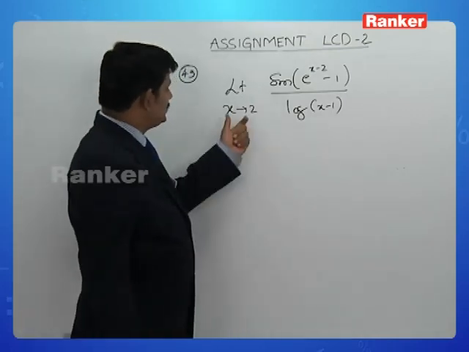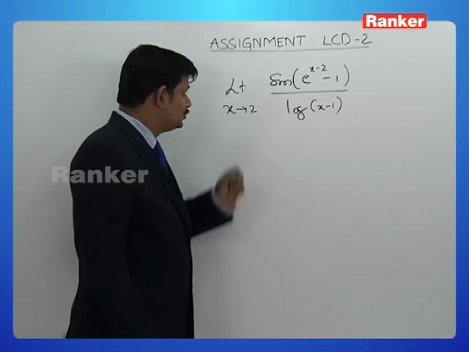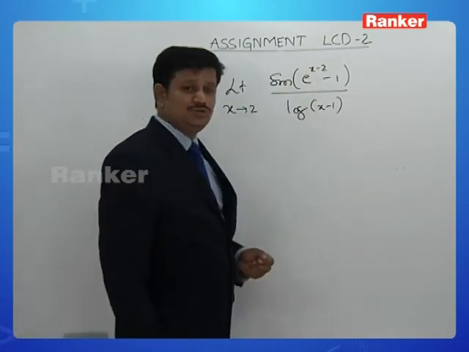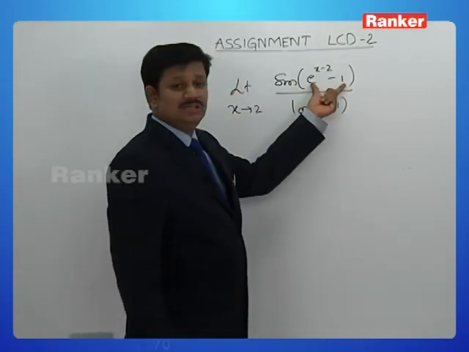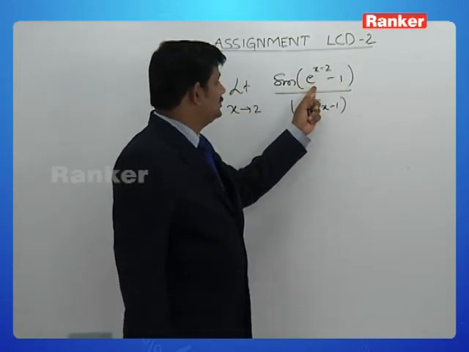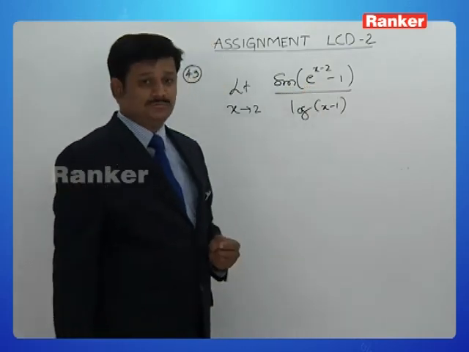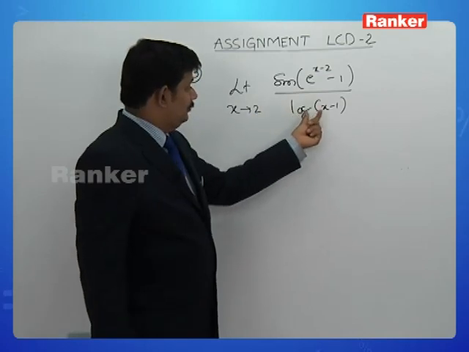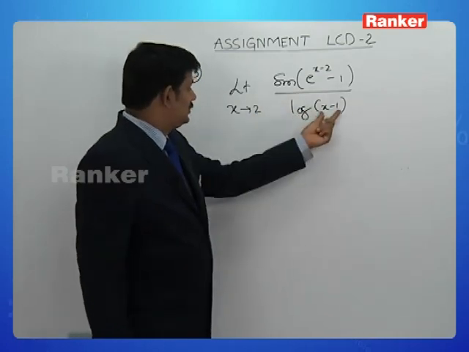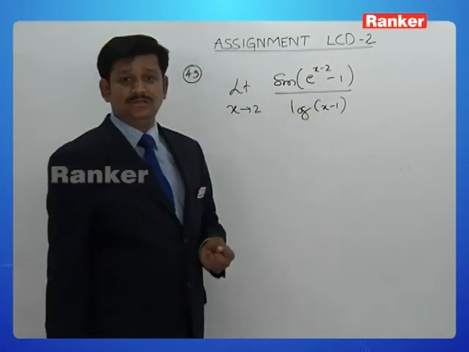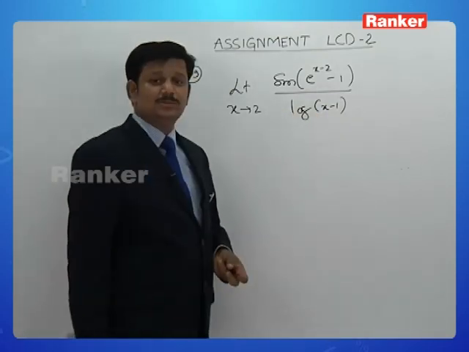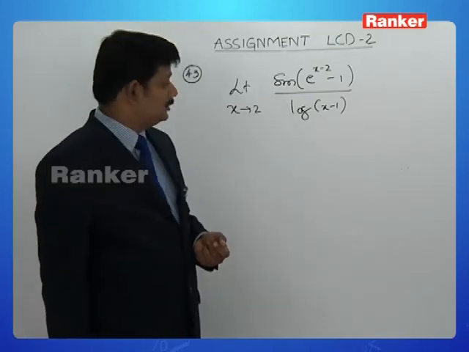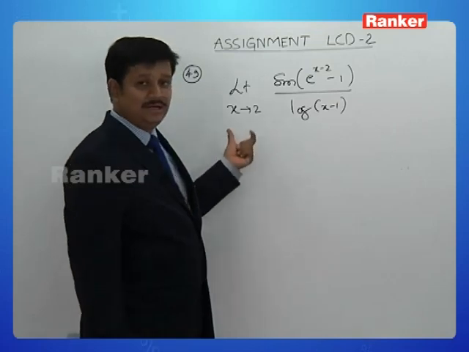Now, let us see the nature of the function in the neighborhood of 2. As x tends to 2, x minus 2 tends to 0, e to the power x minus 2 is 1, 1 minus 1 is 0. So, this is sine of a number tending to 0. As x tends to 2, log of x minus 1 tends to 0. So, this is again a 0 by 0 form. We can either evaluate it directly or we can go for L'Hospital rule. So, let us evaluate it directly.